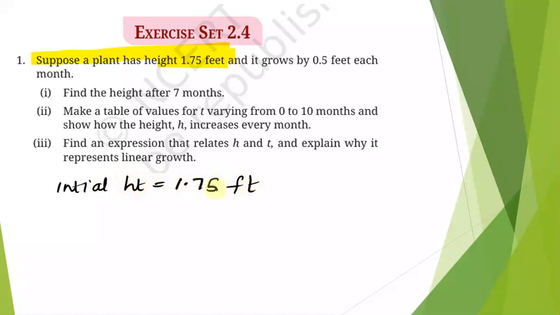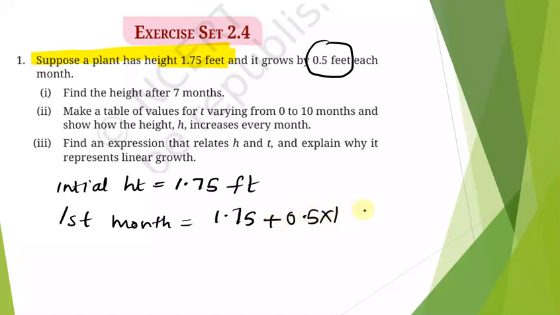1.75 feet, right? And it grows by 0.5 feet, right? So in the first month, how much will it be? First month it will be 1.75 plus 0.5 into 1 only, right? So 1.75 plus 0.5, you will get 2.25 feet, right? How will it be in the second month?